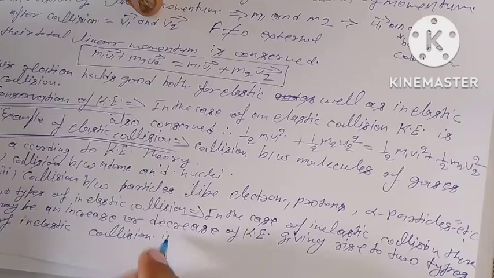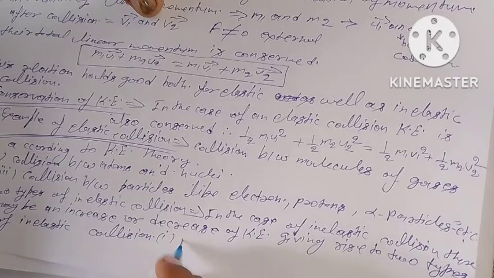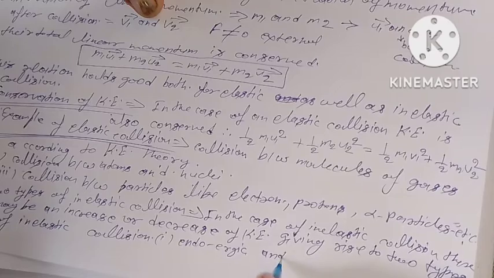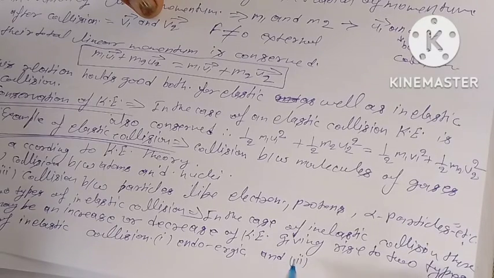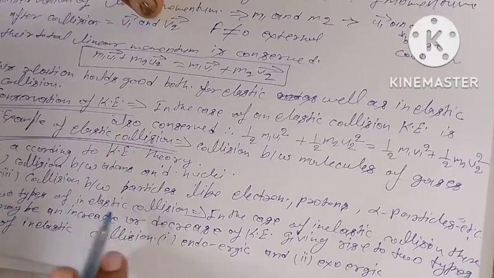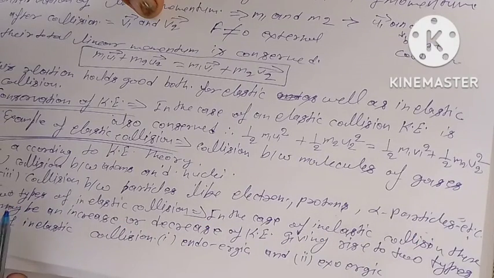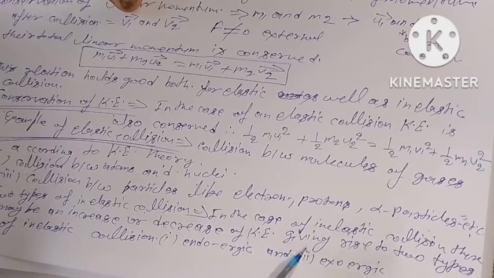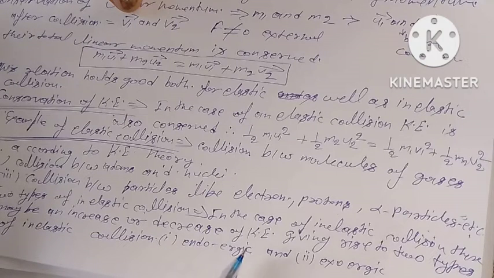First is endoergic, and second is exoergic. In the case of inelastic collision, there may be an increase or decrease of kinetic energy, giving rise to two types of inelastic collision: endoergic and exoergic.